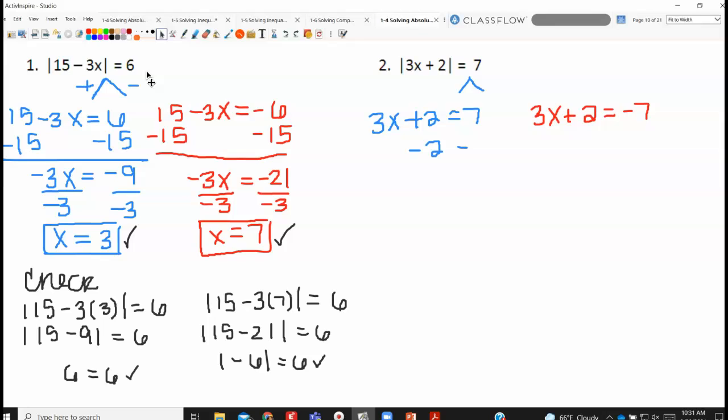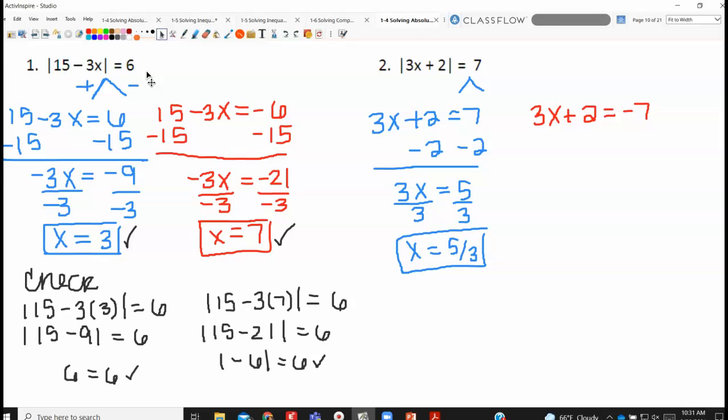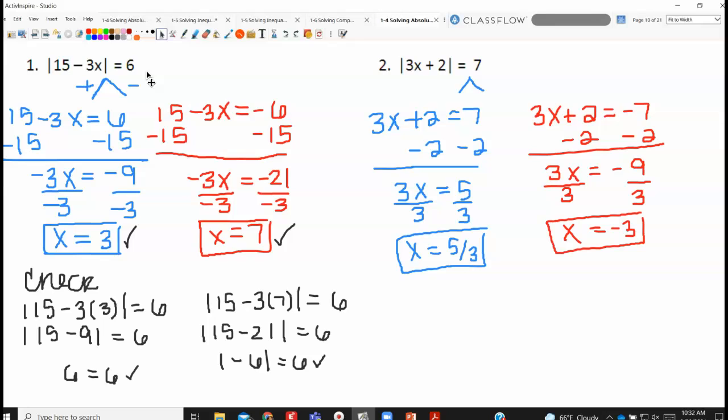Subtract 2 from both sides. Divide by 3. And we get x equals 5/3. And then on the right, subtract 2. And we get 3x equals negative 9. Divide by 3. And you get x equals negative 3.